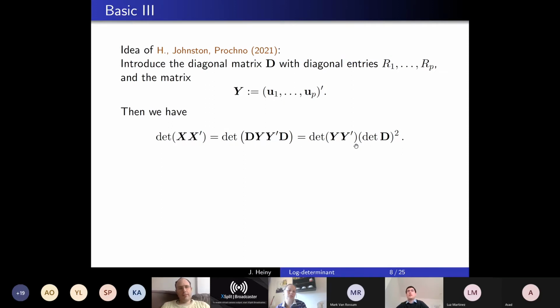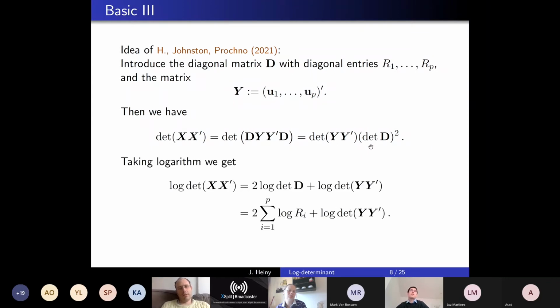And this determinant is just the product of the diagonal entries here. So then if I take the logarithm, I end up with a sum of two terms. One is the sum of the log radii, and the other one is the log determinant of this Y Y transpose. And this matrix Y just consists of these random directions on the unit sphere. So this boils down to our spherical model.